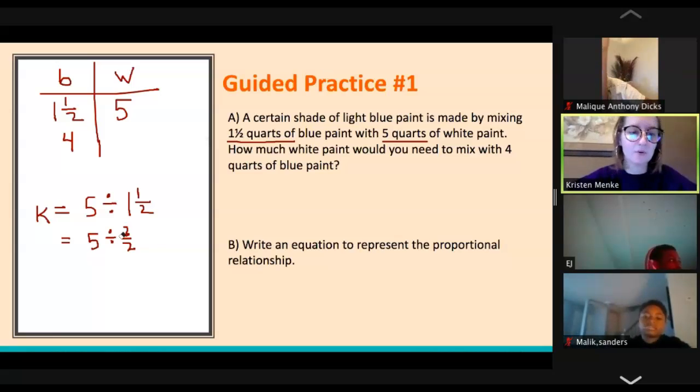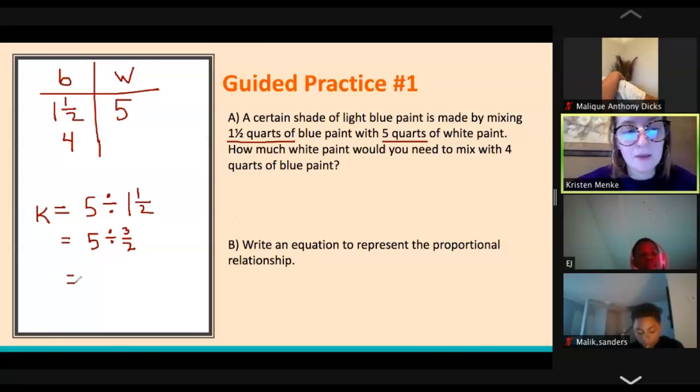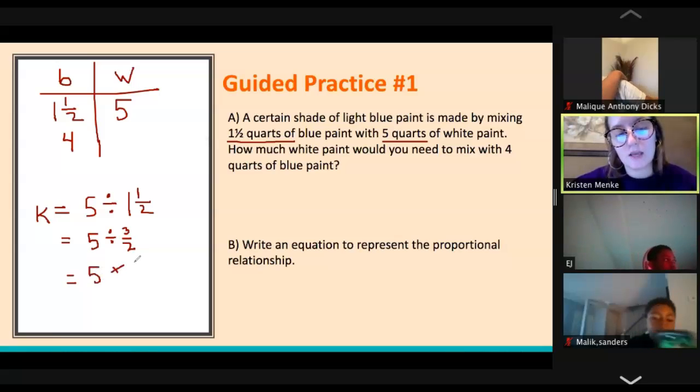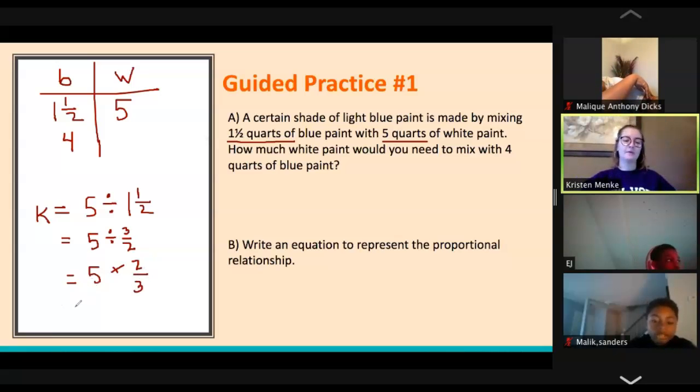Now what are we going to do in order to divide this problem? What am I going to do? So 5 divided by 3/2. How would we solve that? Put a 5 on the bottom, keep change flip. Yep, we're going to do keep, change, flip. So that means we keep our whole number, change our division sign to multiplication, flip our second fraction, so 2/3. All right, so bring us home, EJ. Multiply down the row. What is 5 times 2/3 going to be?